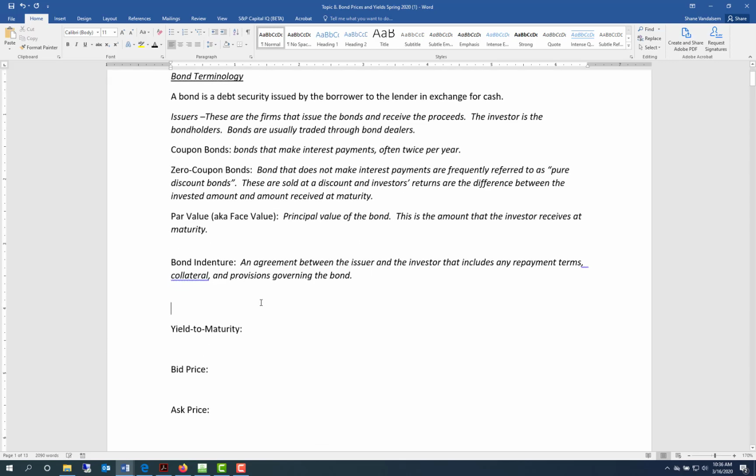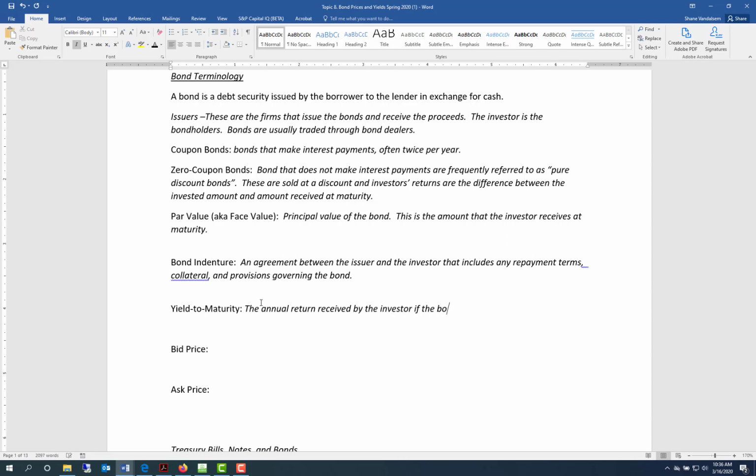The yield to maturity is the average annual return, or the annual return received if the bond is held until the maturity date. As we'll see later, the return from the bond comes from both its interest payment and also the change in the bond price.